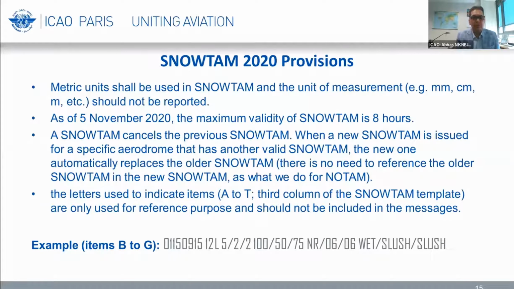So there is no need to put a reference to the previous Snowtam serial number, as we do today. The last bullet item says that items A, B, C, D, E, F, and so on, which you would see in the Snowtam format, would no longer be included in the message. We do it today, but after 5 November 2020, these letters would not be mentioned in the message itself. Those letters are just for our reference.